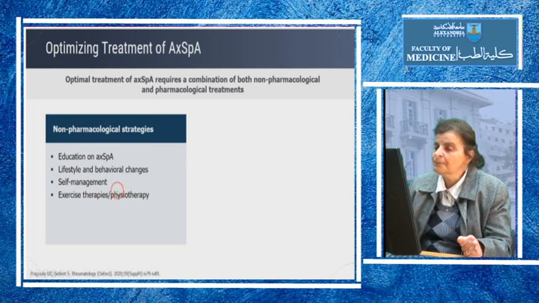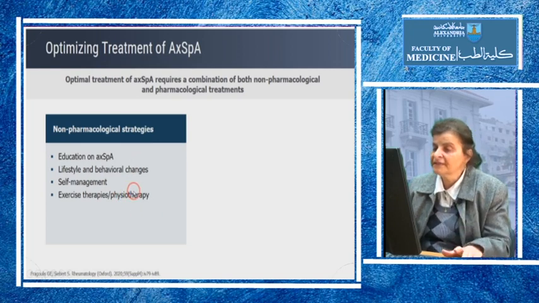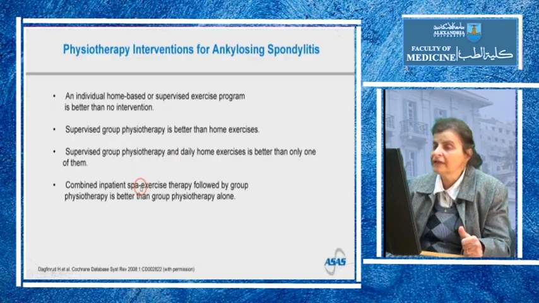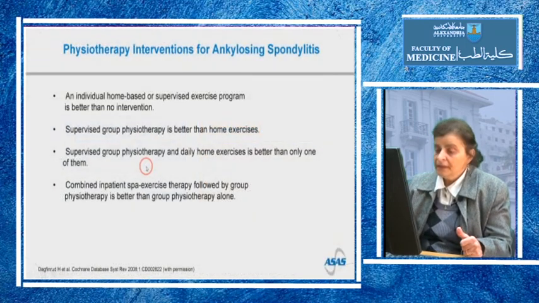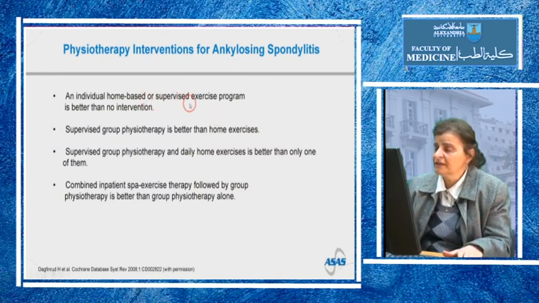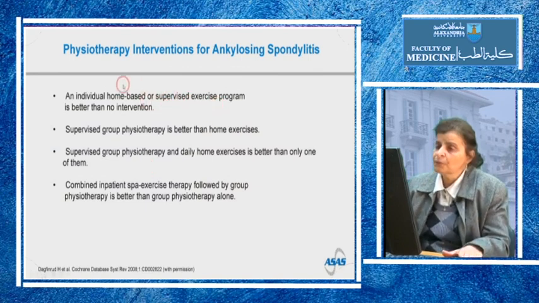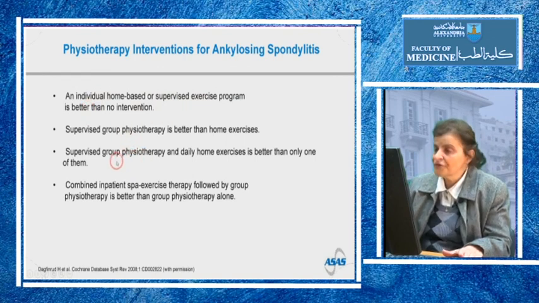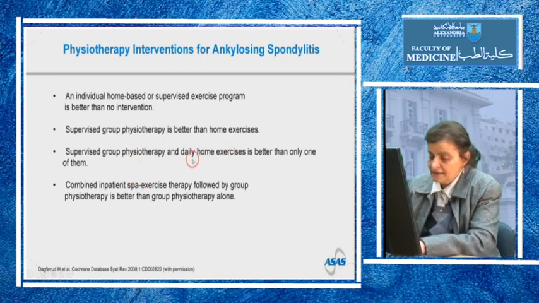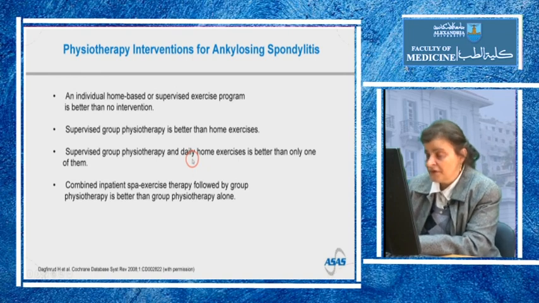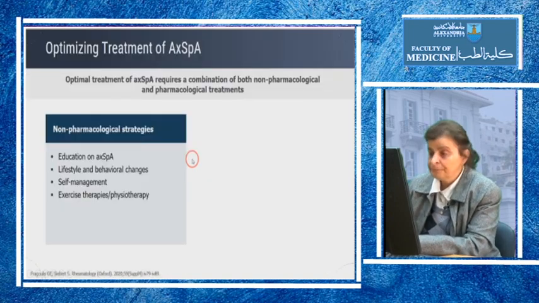Physiotherapy is a very important part of the treatment, because the more active the patient is, the less inflammation he will have. So, what are the physiotherapy interventions? Any home-based exercise therapy is enough, but we say that the best therapy is hydrotherapy, and daily home exercises are better. And of course, SpA therapy is also very good.